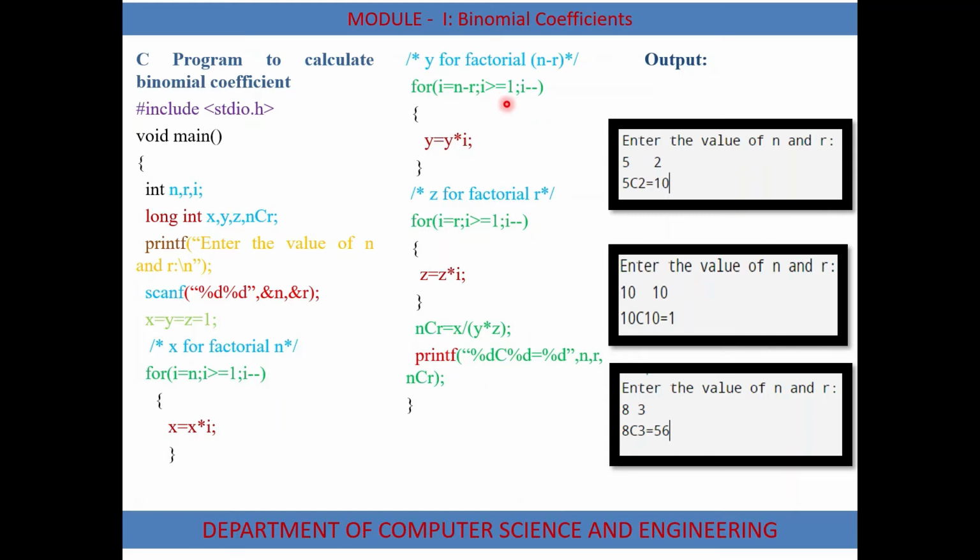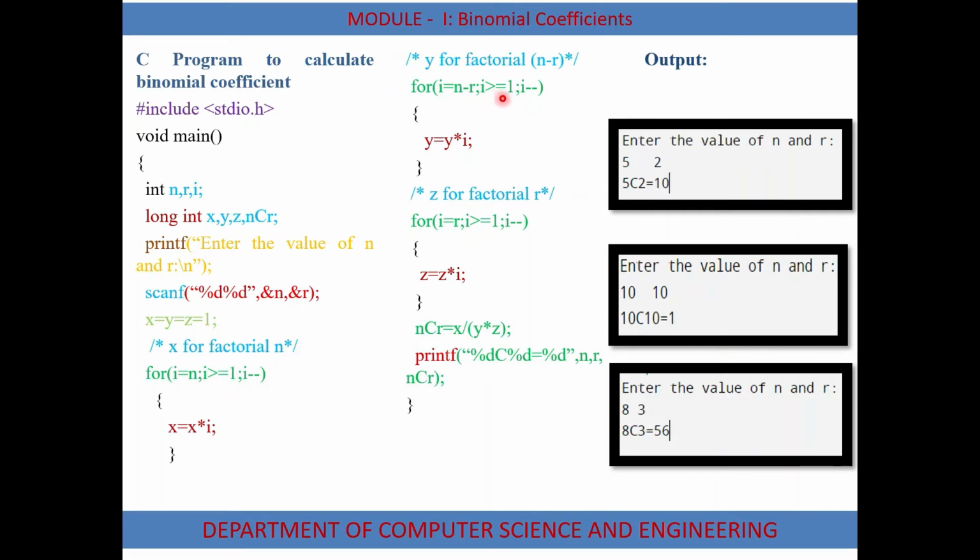Now check the condition. Is 2 greater than or equal to 1? Yes. Perform this operation, that is y is equal to y into I. That is y is equal to 3 into 2 is equal to 6. So after performing this operation decrement the value of I by 1. That is I is equal to 2 minus 1 is 1. So now y is equal to 6 and I is equal to 1.